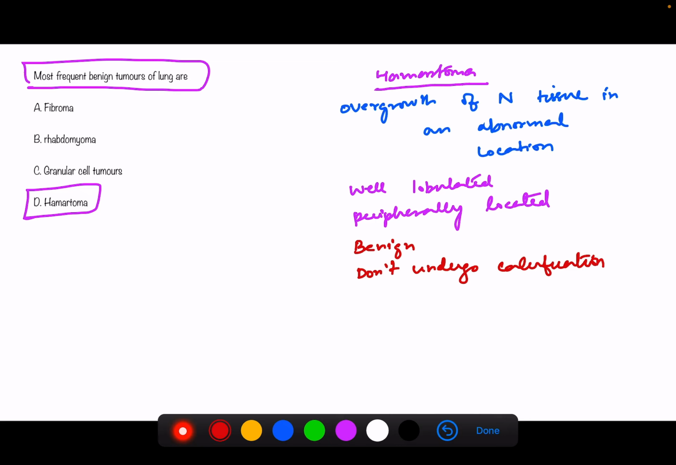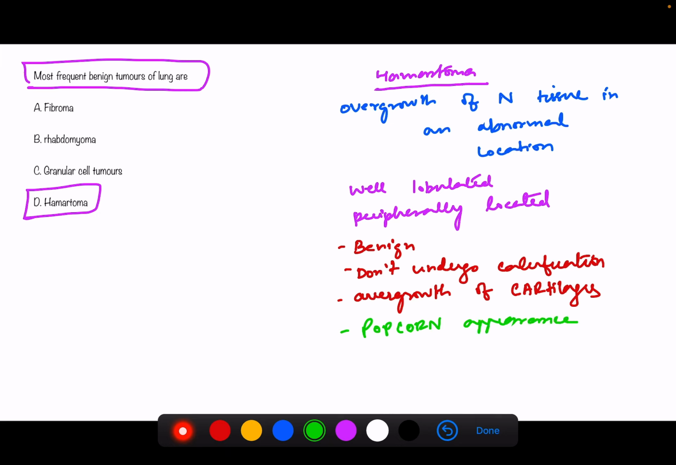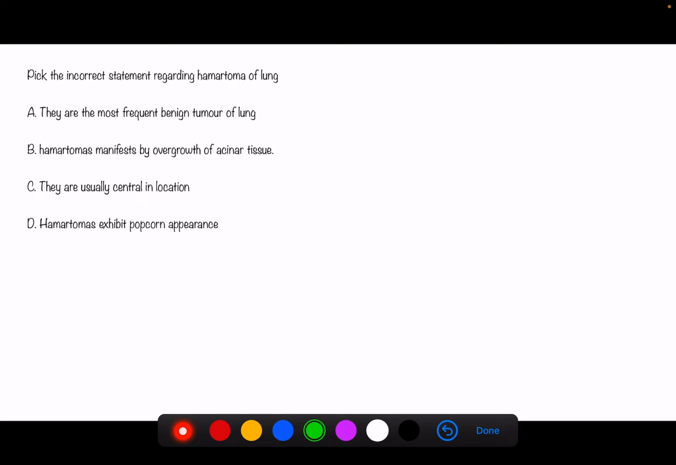Okay. There is overgrowth of cartilages, and in imaging, popcorn appearance is seen. Okay, so with this knowledge, we will move on to the next question. We have to pick the incorrect statement regarding hamartoma. Option A, they're the most frequent benign tumor of the lung, which is absolutely correct. It's a one-liner, and it's the right answer.